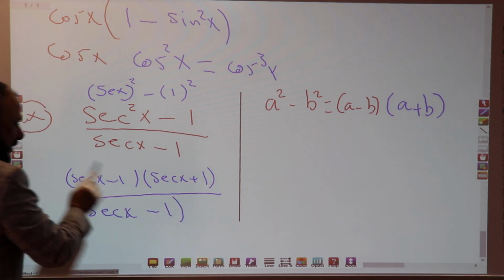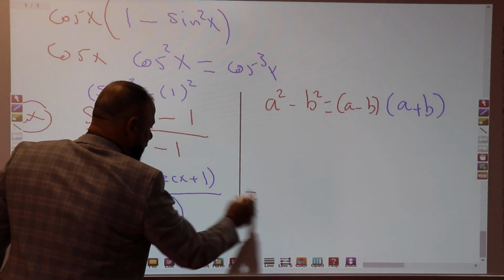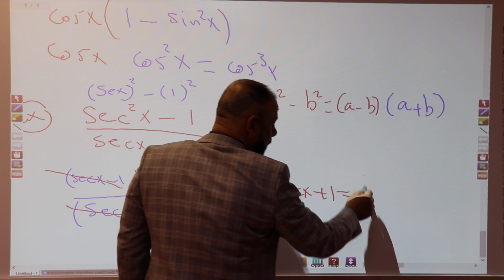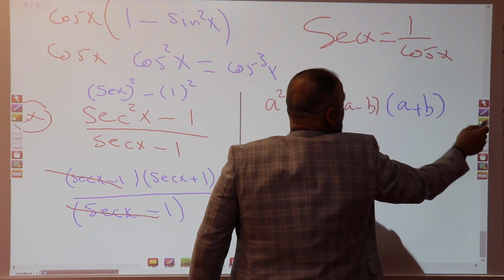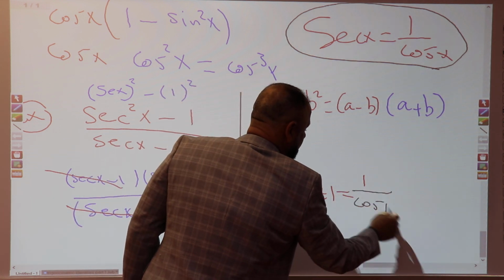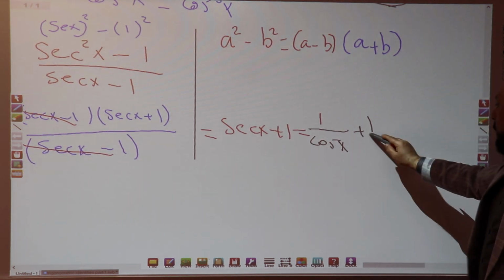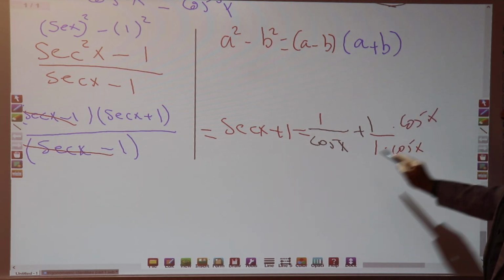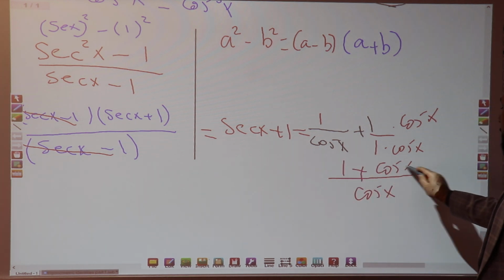What you see here, guys, secant x minus 1 and secant x minus 1. You don't need them. What is left? Only secant x plus 1. But secant x is what? Secant x is 1 over cosine x. So we have 1 over cosine x plus 1. A little bit more advanced: this is over 1 times cosine x. You have to have the same denominator to add, right? Then my denominator is cosine x. My top is 1 plus cosine x.